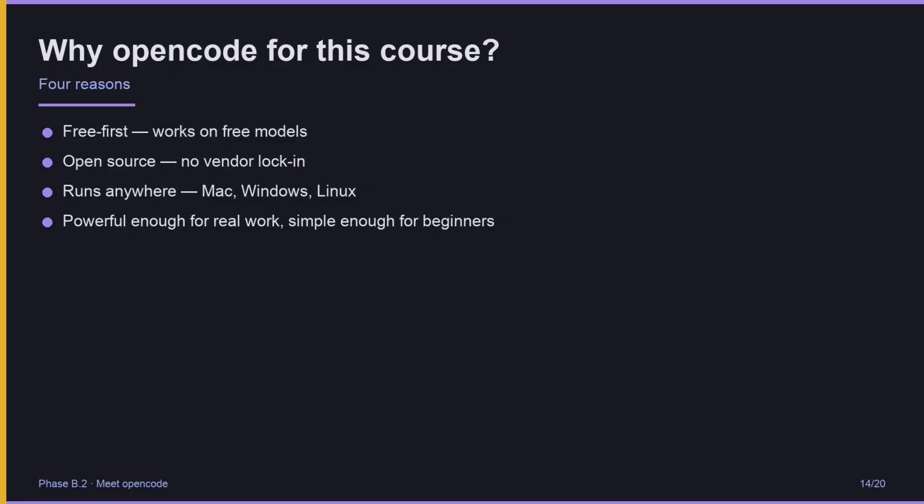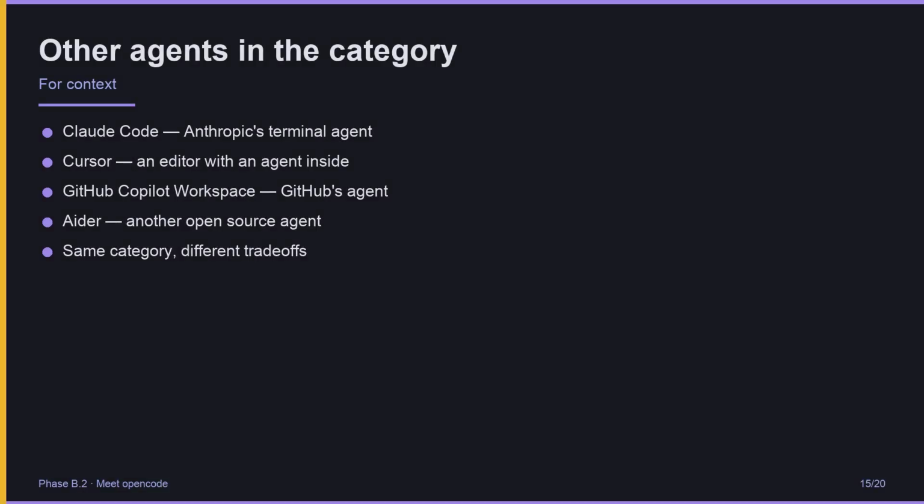That combination is rare. For context, here are other agents in the same category. Claude Code is Anthropic's terminal agent, works only with Claude models. Cursor is a code editor with an agent built in, closed source, but the editing experience is excellent. GitHub Copilot Workspace is GitHub's agent, tightly integrated with their platform. Aider is another open source agent, similar in spirit to OpenCode. Same category. Different trade-offs. Worth knowing the landscape even if you pick OpenCode.